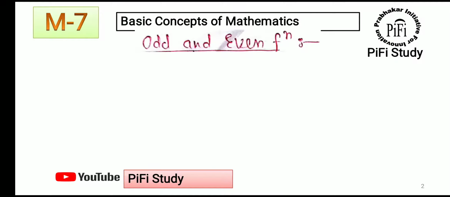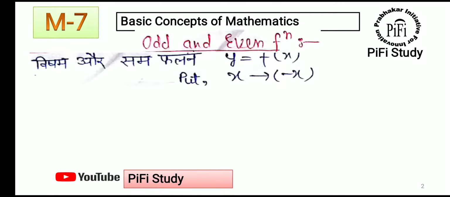So odd means विषम and even means सम function. In this, first we talk about any function. If any function y is equal to f(x) is given, then to find out whether the function is even or odd, you have to just put the value of x by minus x. That means you have to replace x by minus x.